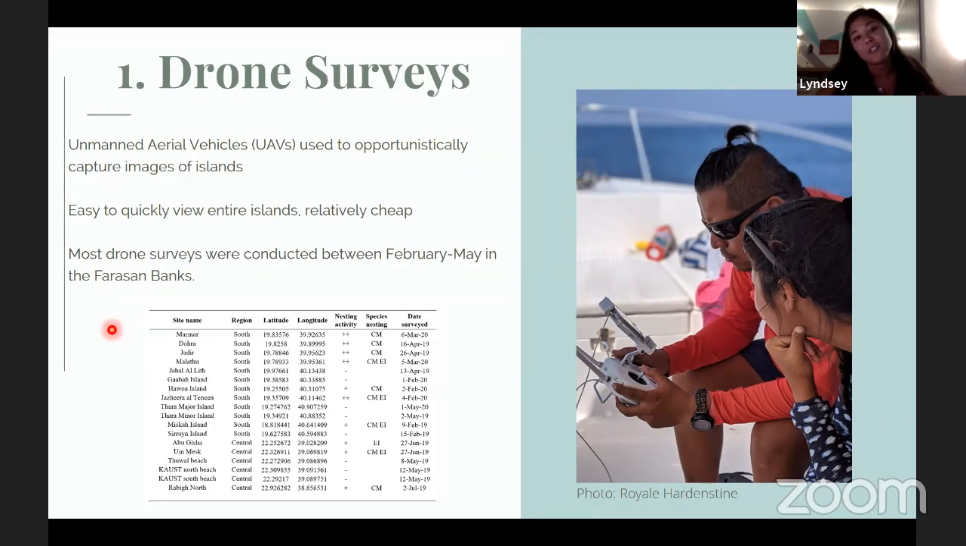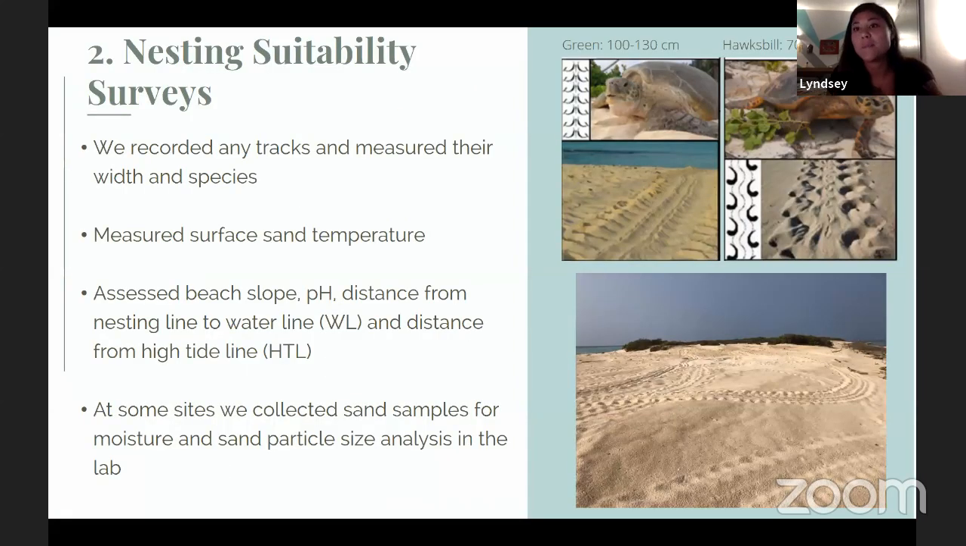Most of these drone surveys were done on a few research cruises last year in the Farazan Banks. You don't need to read everything from this table, but I'm just showing that there were quite a few islands not in the literature that did have nesting evidence, which was quite exciting. In addition to these drone surveys, we did nesting suitability surveys.